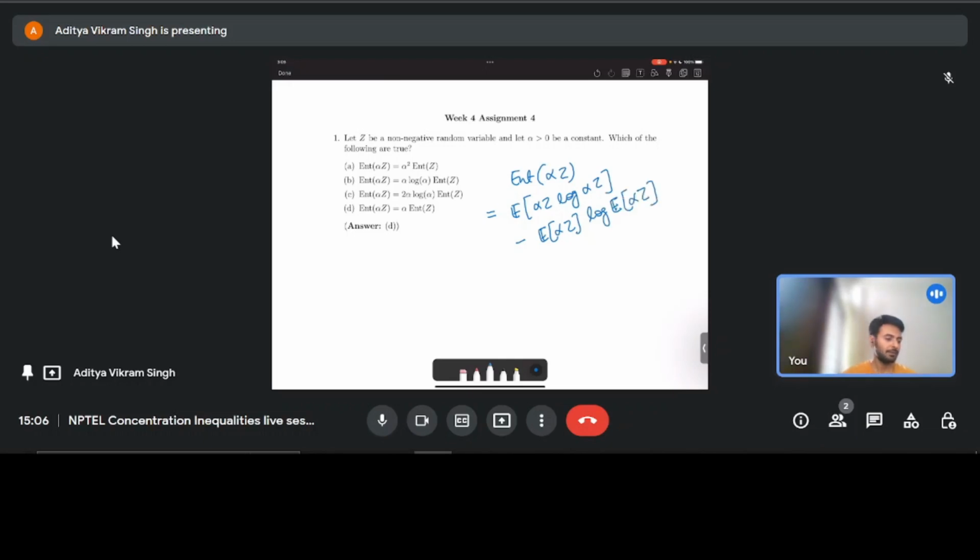And this quantity is always positive. This is true by Jensen's inequality. And Jensen's inequality holds because this function f(x) equals x log x is a convex function. This function is defined for x greater than or equal to 0, where for x equal to 0 it is set to 0.